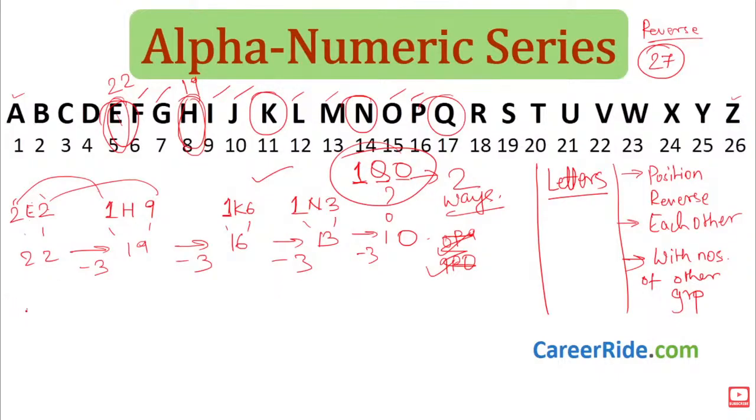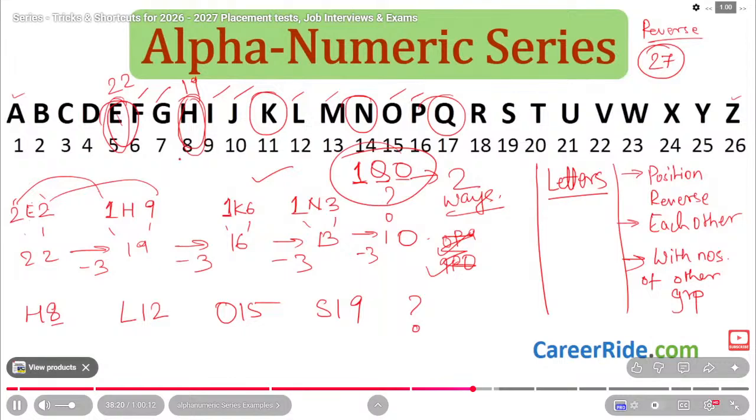Let's take another example. H8, L12, O15, S19 and next one. Okay, here H8, L12, O15, S19 is given. What is the number? Check if it is related to position. H position is 8. Yes.